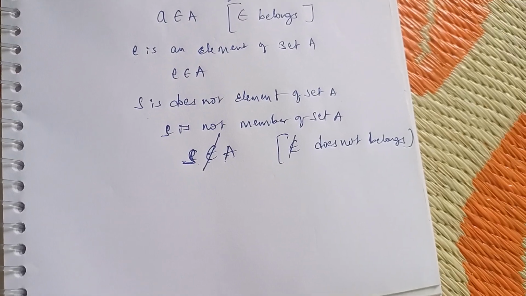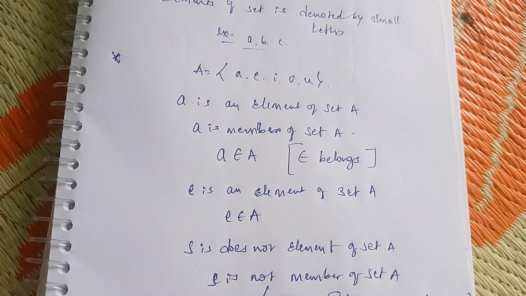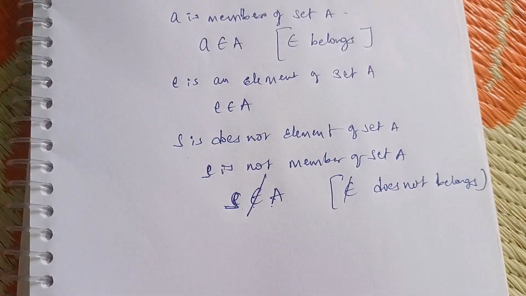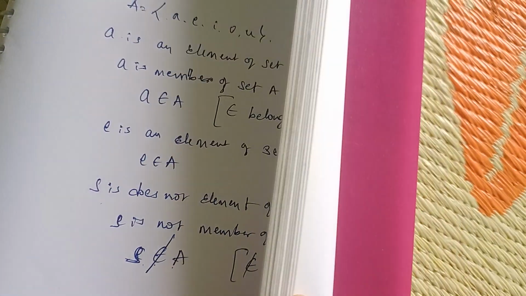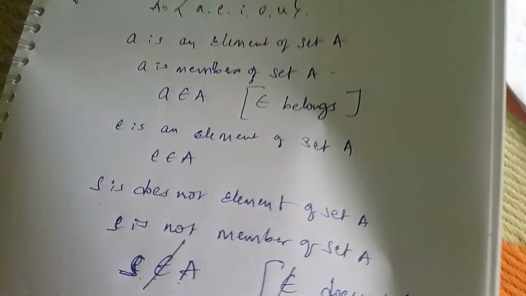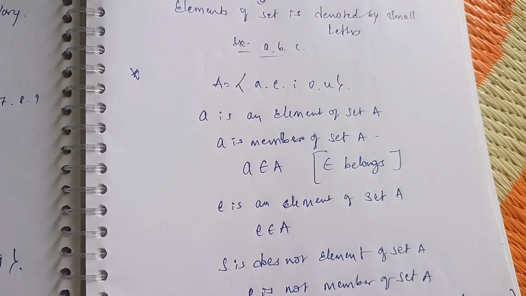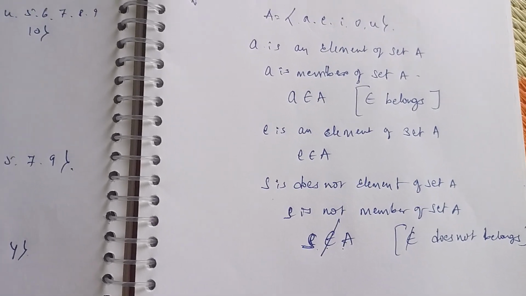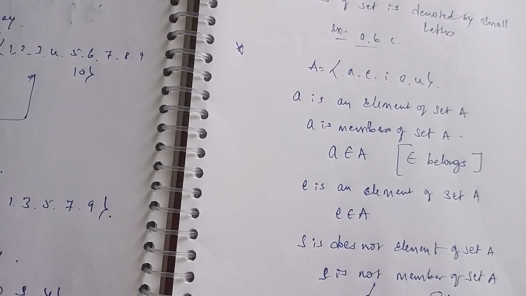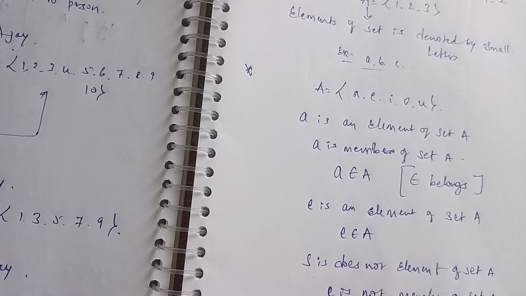Understood, students? Belongs to and does not belong to. It is a very important topic, a very important concept also. So now, when you go to solve Exercise 1.1, it is related to this concept.